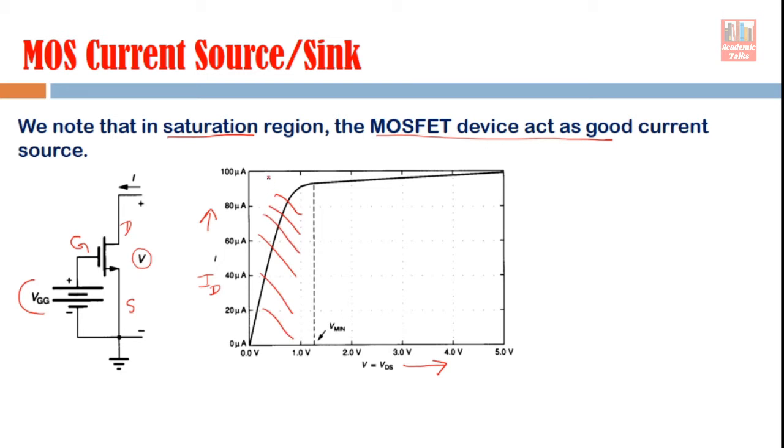So this portion is not used to make it a current source. Only the saturation part, this shaded part, is the portion where you can use this device as a current source. So remember, if you want to use a MOSFET as a current source, you have to bias it in the saturation region. Now how much current will be supplied by this current source, that will be given by this equation. You remember this equation. This equation gives you the current in the saturation region.